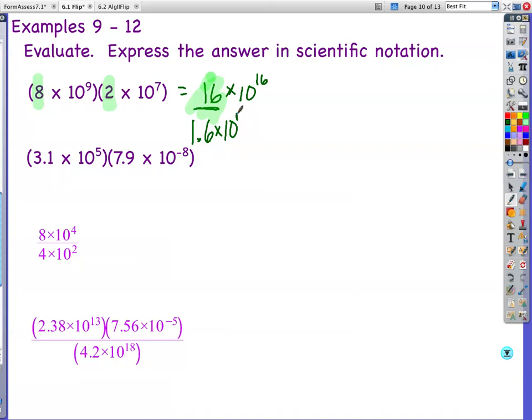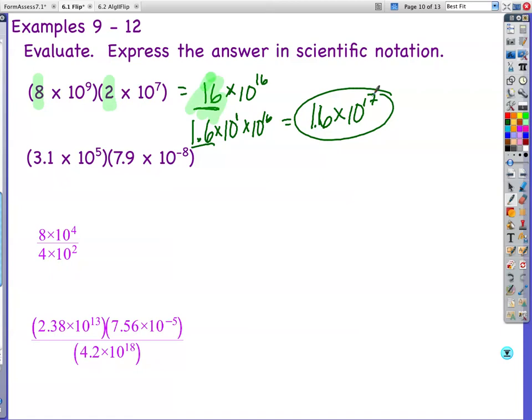All right, but wait a minute. I still have 10 to the 16th power. So now I really have 1.6 times 10 to the 17th power. That's your answer. And I know you could have put that in your calculator and had it do it for you, but it's kind of nice to know that you could do this manipulation without having to use your calculator.